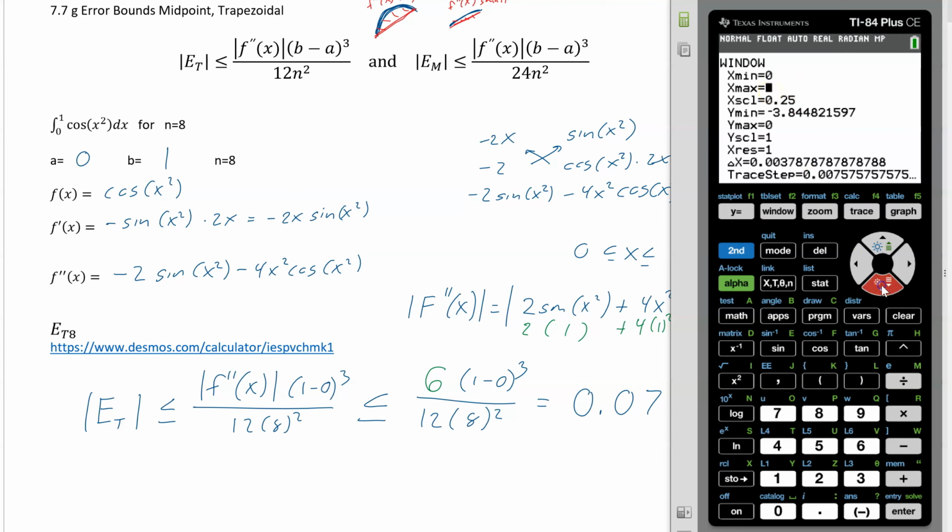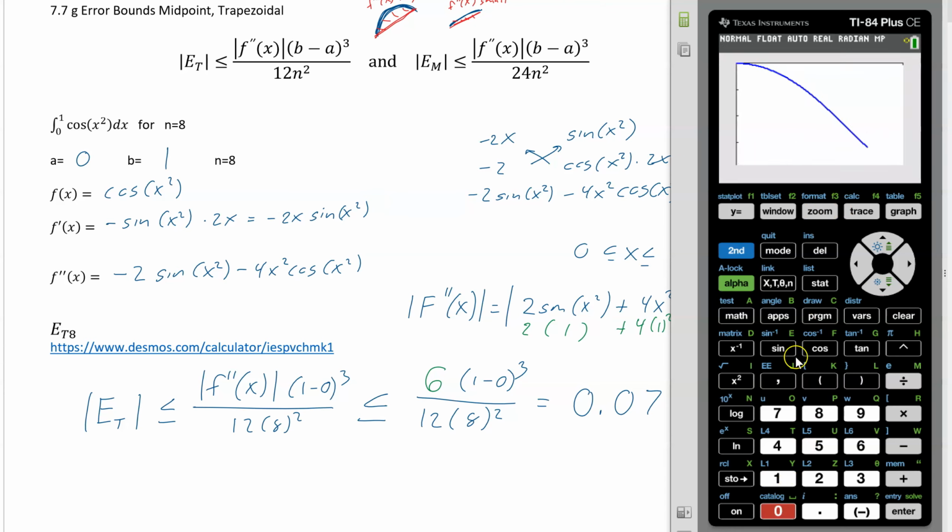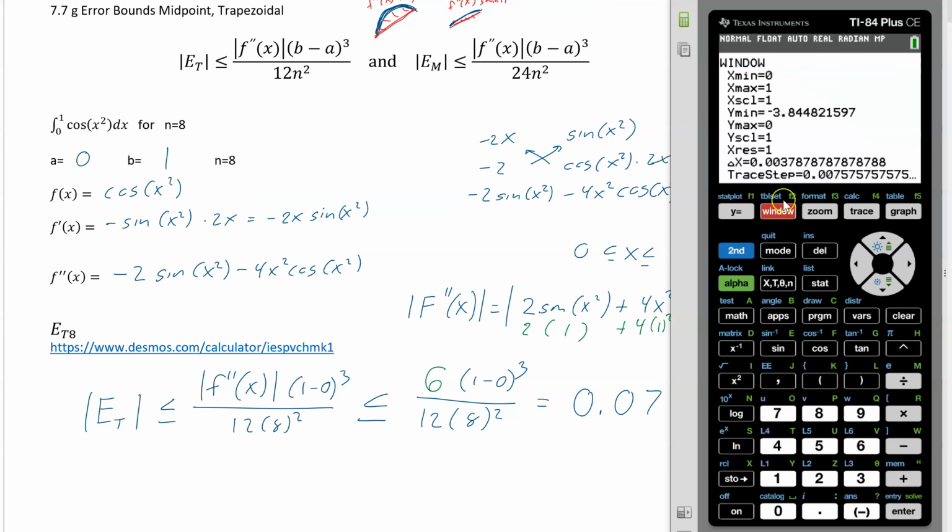And we go in here and we go from 0 to 1. You can even change our scalar back, it doesn't really matter. But now we go zoom fit, and what it will do is find the largest and smallest values for us. So there is the biggest and there is the smallest, but we are looking for absolute value. So if you go back to your window, it tells you what those are.